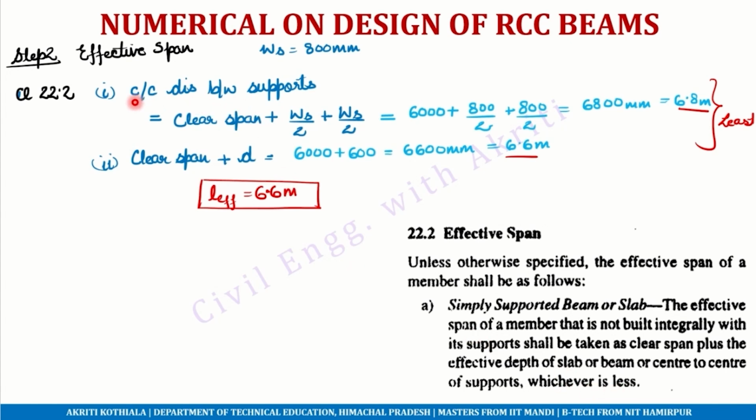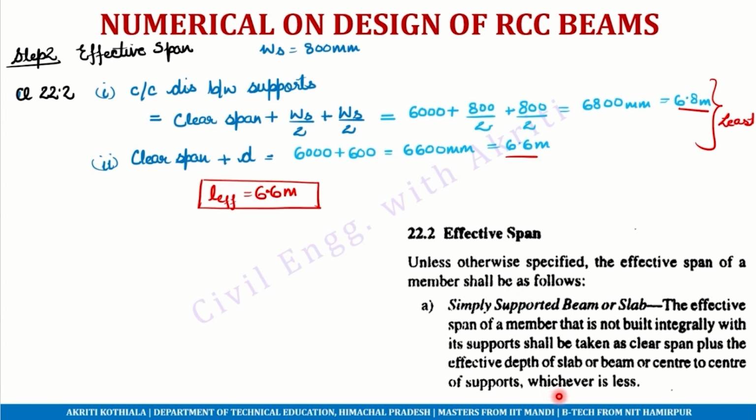So we have two cases from clause 22.2. That is the center to center distance between the supports, which is the clear span plus half the support on the left side and half the support on the right side. And the other case is clear span plus effective depth. So we'll check both these cases. For the first case, it calculates to be equal to 6.8 meters, and for the second case, it calculates to be equal to 6.6 meters.